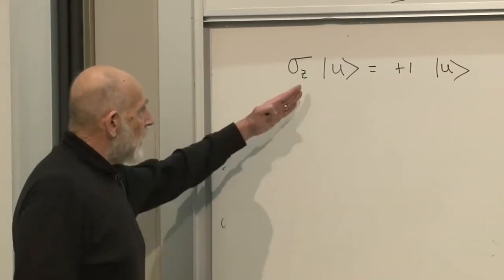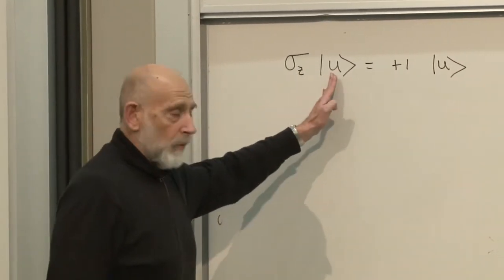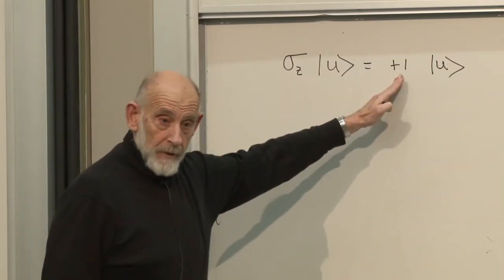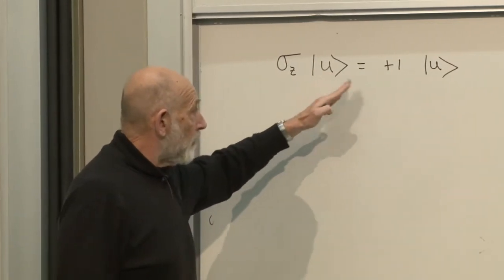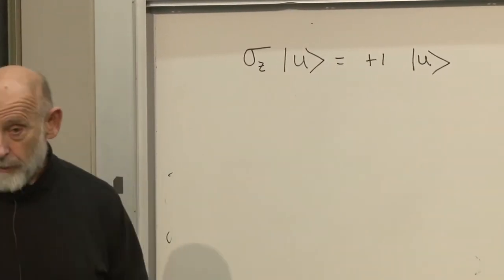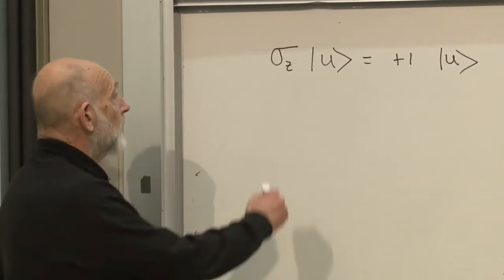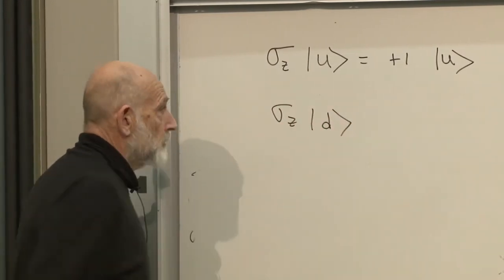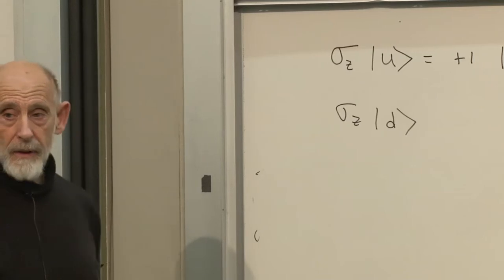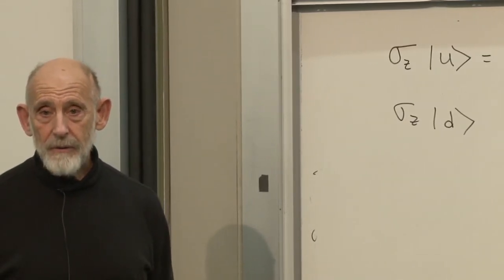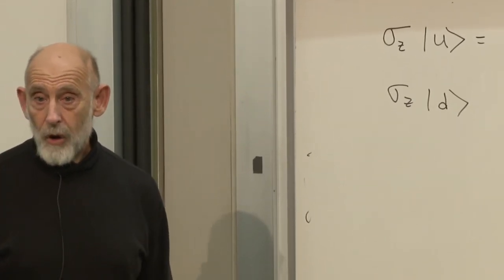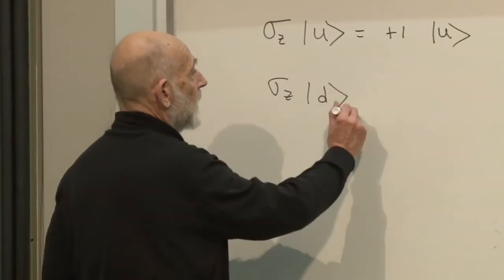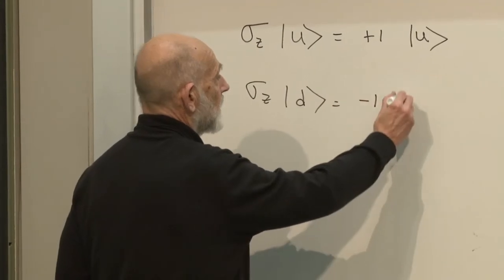Why? Because the measured value when we measure sigma z is going to be +1, that's the eigenvalue, and up is the eigenvector because in the up state sigma z is definite. What about sigma z on the down state? What should I write there? Is sigma z definite in the down state? Yes, it's always -1, and that means the eigenvalue is -1 times down.